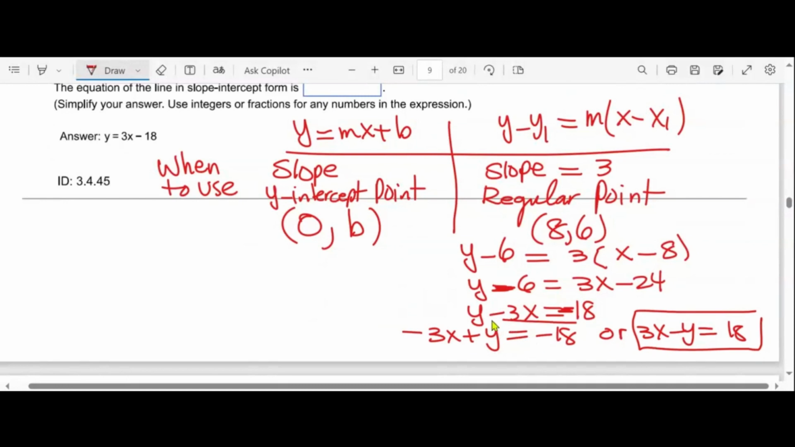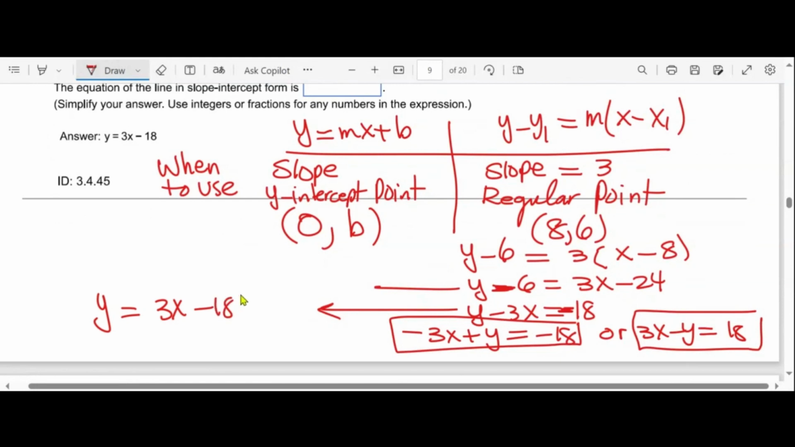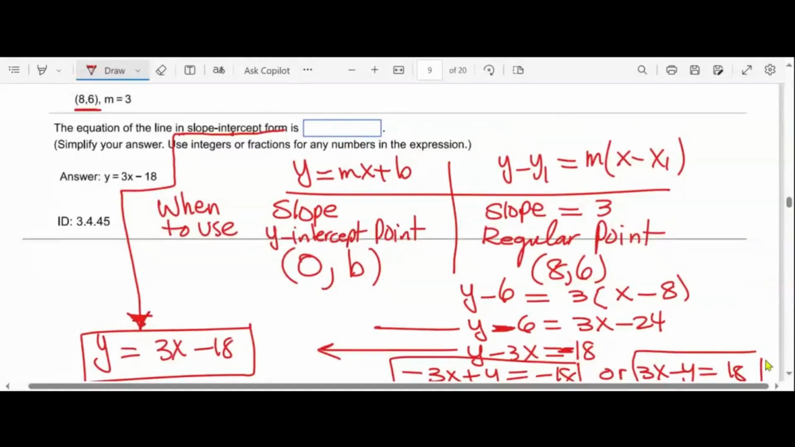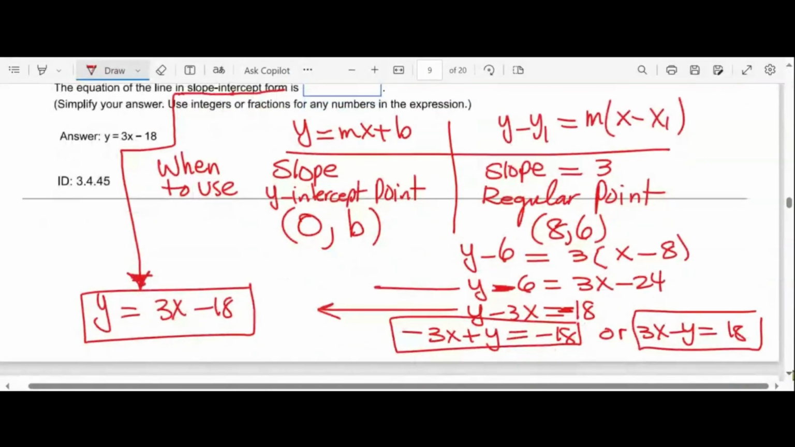Or you can write it like this: y equals 3x minus 18. It depends on what he's asking you to write it for, how it looks. He's asking you to write it in what? Slope intercept form. So for slope intercept form, you have to do it this way.